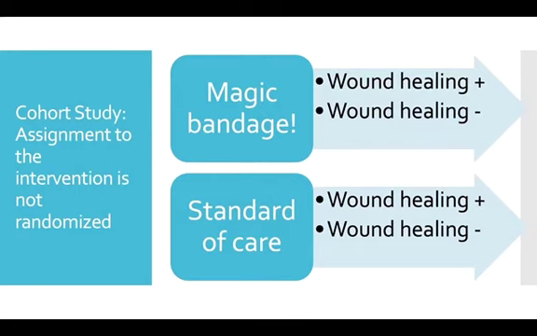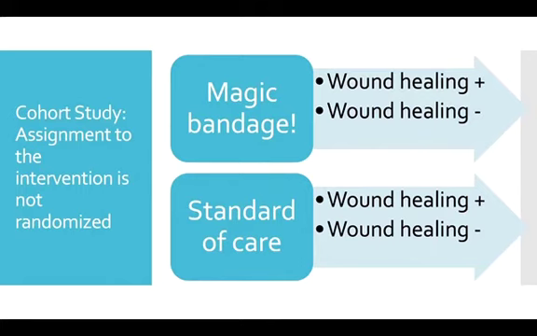So in a cohort study, a patient could present to a clinic and then get assigned to treatment with this Magic Bandage, and the investigator would look at whether or not the wound healing at a specific time point was improved or not improved, or potentially that patient could get assigned to typical treatment, which is often called standard of care. And then again, at that same time point, see whether or not the wound healing was better or not.